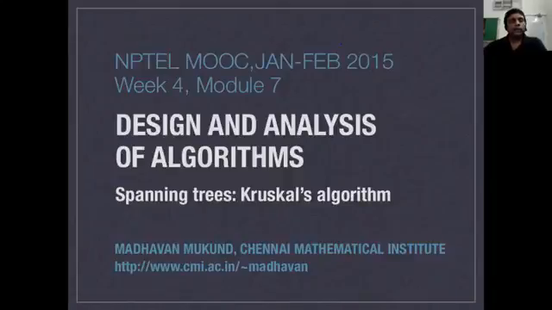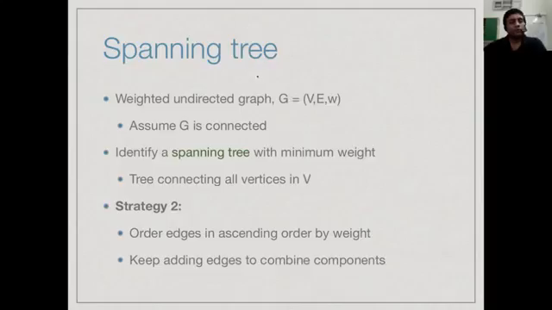So we have seen one algorithm for the minimum cost spanning tree, namely Prim's algorithm. Now look at the other. Let's look at the other strategy we talked about, namely Kruskal's algorithm. Right. So we are looking for a minimum cost spanning tree in a weighted undirected graph.